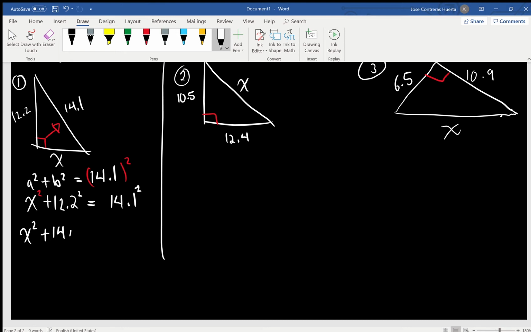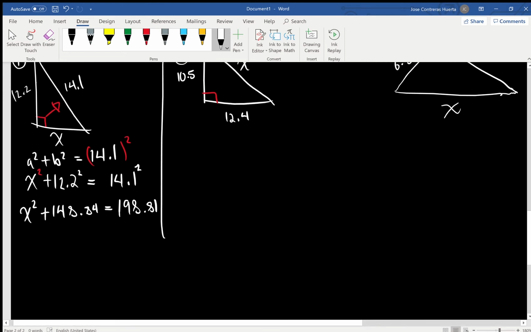So my x squared remains the same, plus 148.84. And this is going to be equal to 14.1 squared. So I'm going to go ahead and do that on my calculator. 14.1 squared is 198.81.